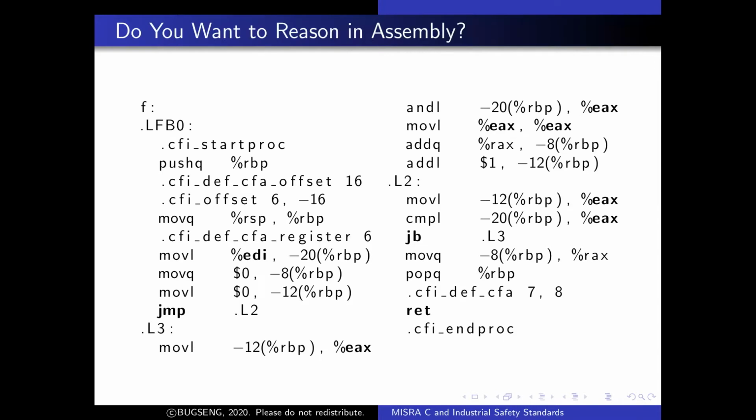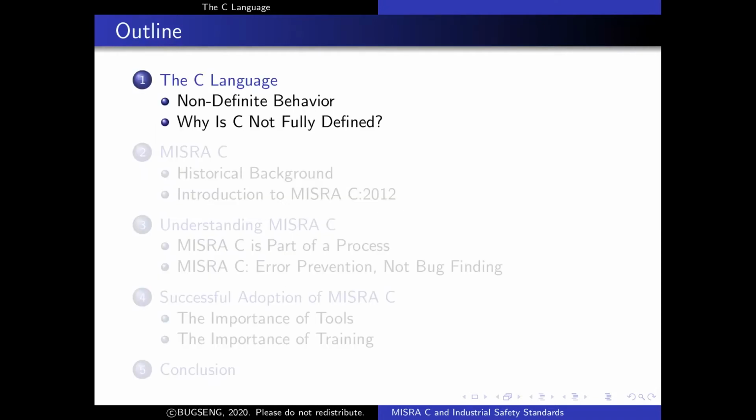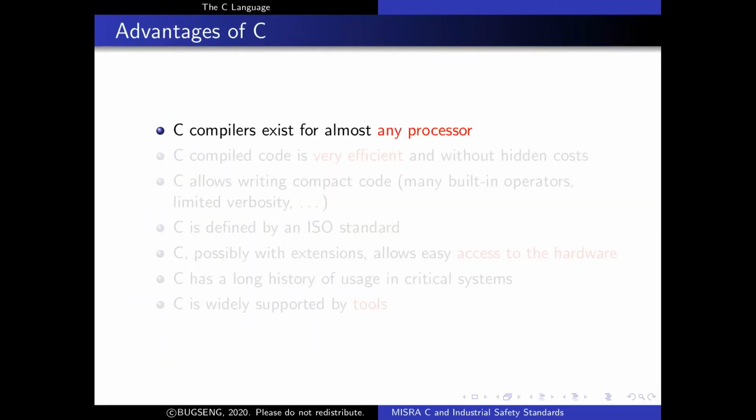Okay, so first the question, do you want to program in assembly and reason about your programs in assembly, or would you prefer using C instead? So if you are here, I take it for granted that you want to reason in C. C is a very popular language. It's still, after almost 50 years from its invention, it will be 50 years in 2022, it's still the most used programming language overall, and in particular for embedded systems.